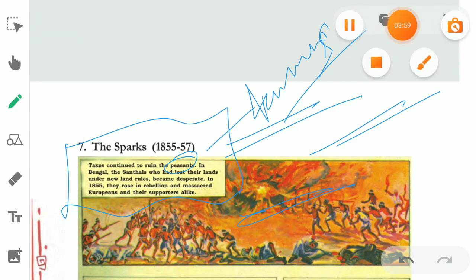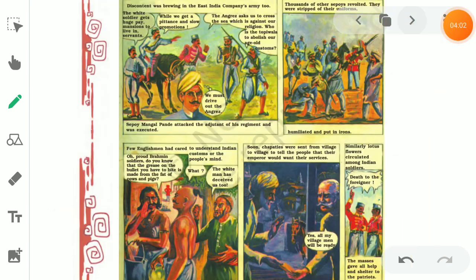Then, discontent was brewing in the East India Company's army too. So what is that discontent? Dissatisfaction. So dissatisfaction was brewing, where? In the East India Company's army too. See, earlier we talked about farmers and all. Now we have to talk about the army. So what happened in this army? The soldiers and all.